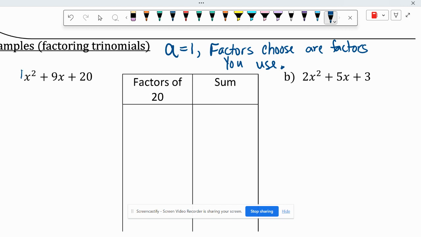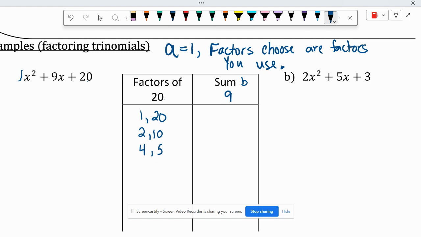So let's see. When I think about multiplying A, which is 1, times C, which is 20, I'm looking for factors of 20 that add up to, what's the value of B? 9. Okay, let's list some factors of 20. 1 times 20, 2 times 10.